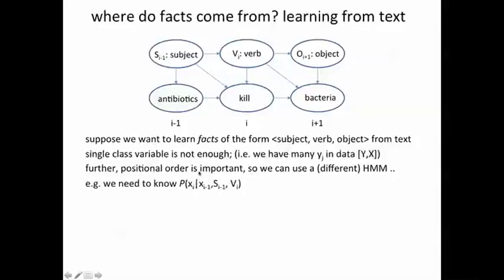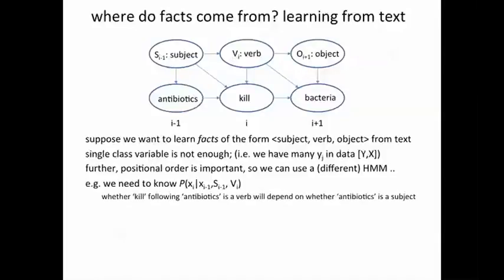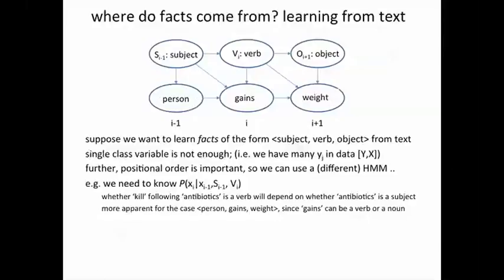We need to know the probability of x_i, that means any particular word occurring, given the previous word, the class of the previous word, and the class of the present word. For example, the probability that "kill" following "antibiotics" is a verb will depend on whether "antibiotics" is a subject. The situation is probably more apparent for the example "person gains weight," where the word "gains" can be a verb or a noun.